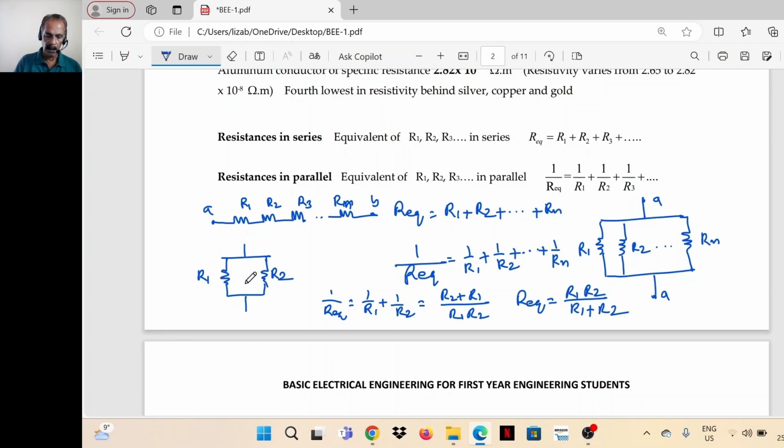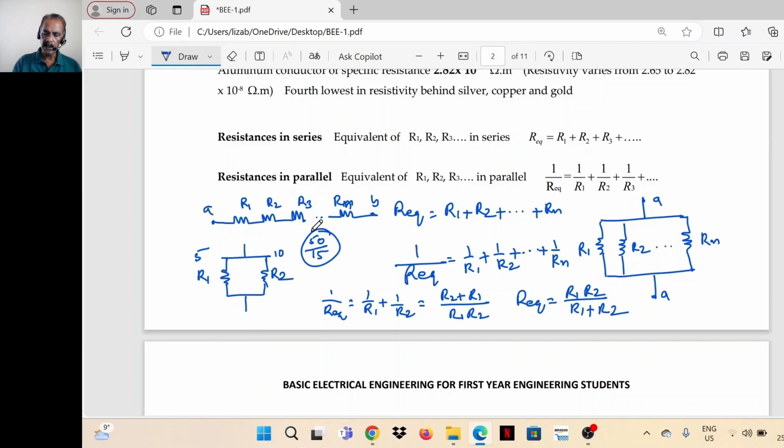connected in parallel. Say if 5 ohm and 10 ohm resistors are connected in parallel, so the equivalent will be 5 into 10 divided by 5 plus 10. 5 into 10, 50, 5 plus 10, 15. So 50 divided by 15, that is the equivalent resistance.